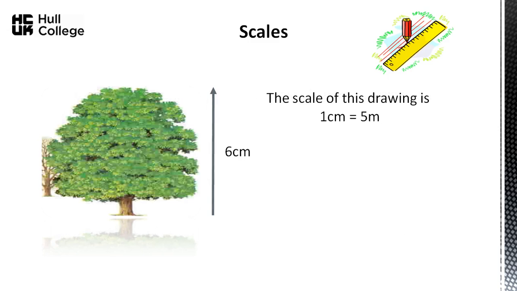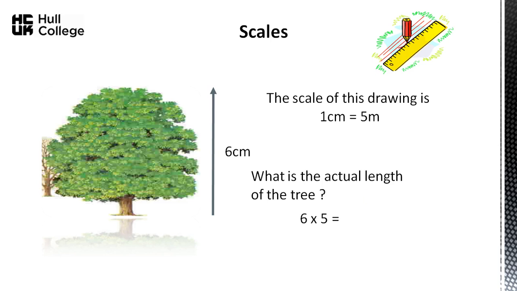Scales. The scale of this drawing is 1 centimetre equals 5 metres. What is the actual height of the tree? So 6 times 5 is 30 metres.